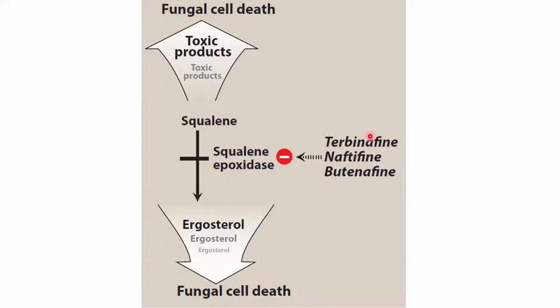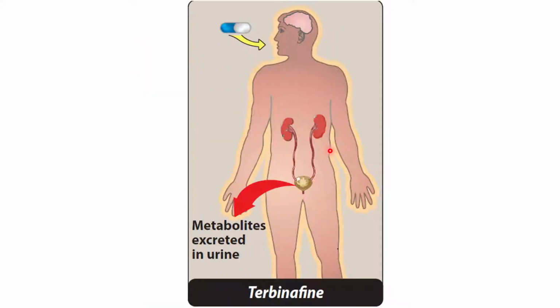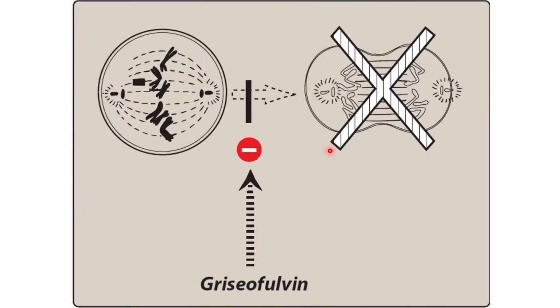So terbinafine and naftifine are very toxic for the fungi cells, and they can be effective orally and excreted by the urine.